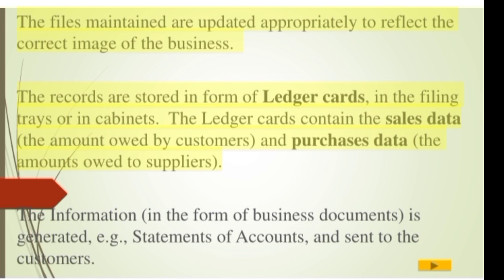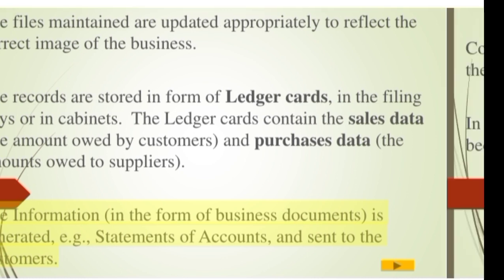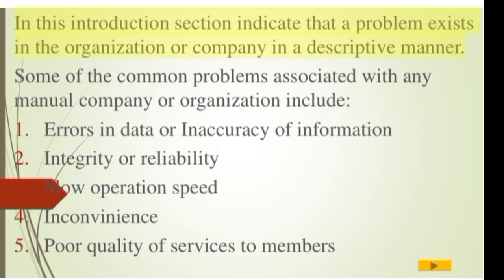The ledger cards contain the sales data, the amounts owed by customers, and purchases data, the amounts owed to suppliers. The information, in the form of business documents, is generated, e.g., statements of accounts, and sent to the customers. Control is carried out and monitored by the supervisor, guided by the instructions written down in a procedure manual. In manual systems, the data being used by one individual becomes inaccessible to another individual. In this introduction section, indicate that a problem exists in the organization or company in a descriptive manner.